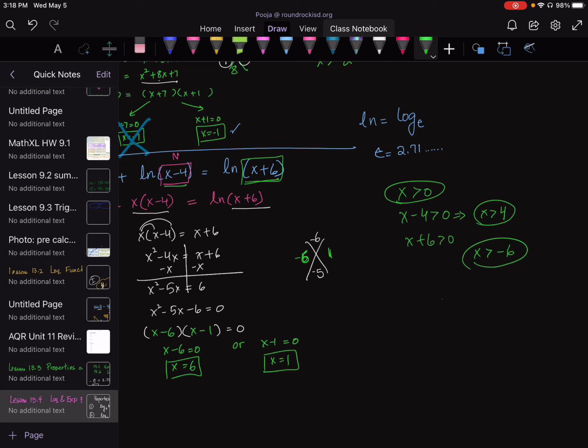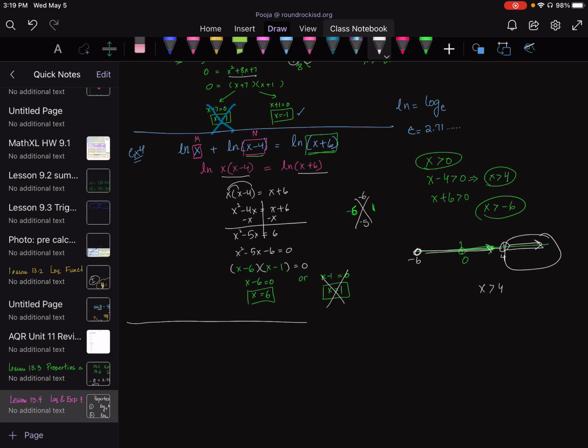Third restriction. So on number line, if this is 0, has to be greater than 0. 4 is somewhere here, so it has to be greater than 4. And then negative 6 is somewhere here, so it has to be greater than negative 6. So the overlapping parts are greater than 4. Right? And hence, I'm going to ignore that answer, x equals 6.